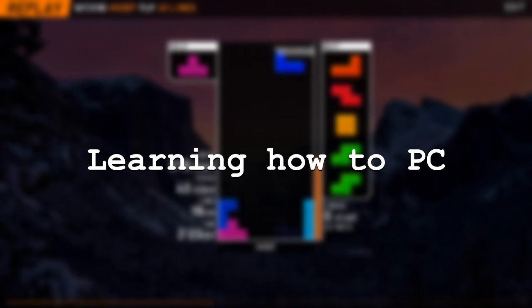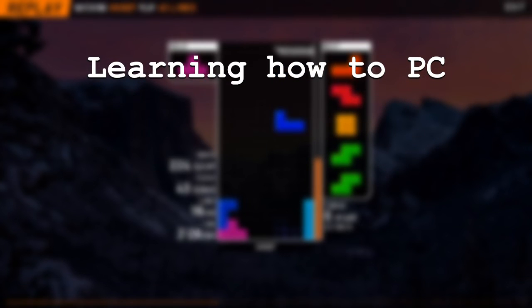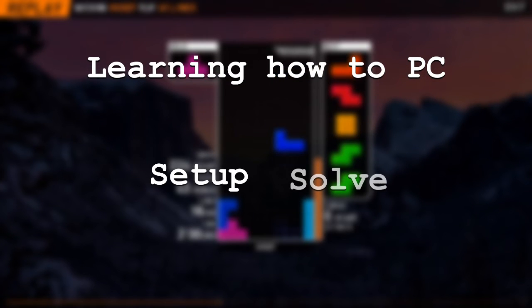In the last part, we have learned about the 7 different forms of perfect clears. Now, we are going to learn how to actually execute a perfect clear. There are 2 parts in perfect clearing, the setup and the solve.